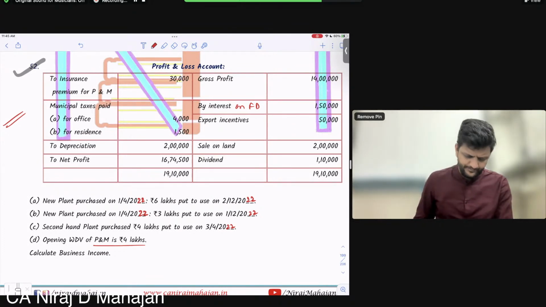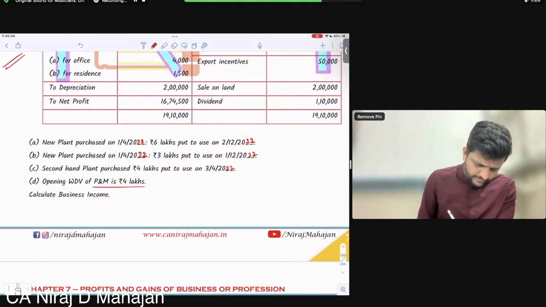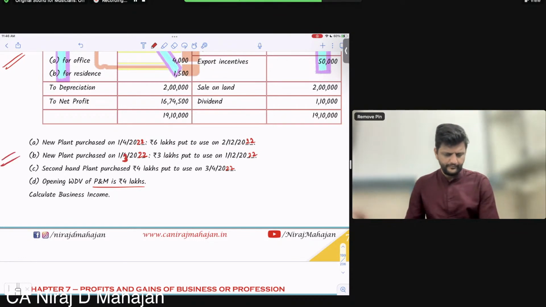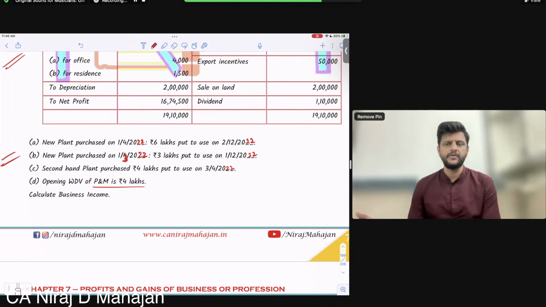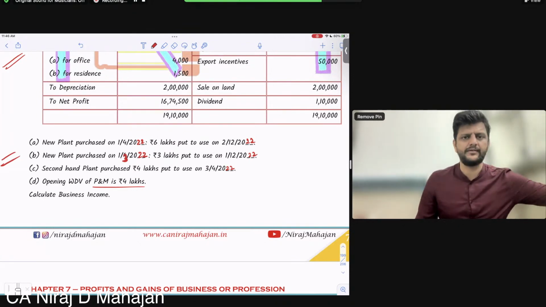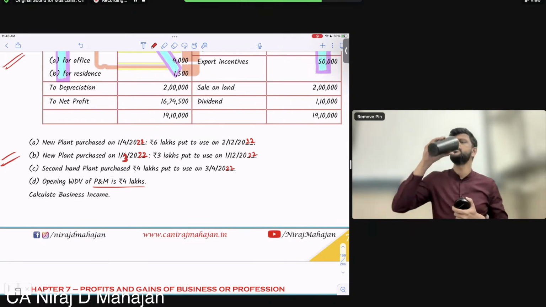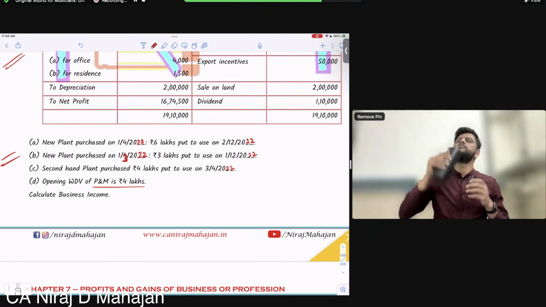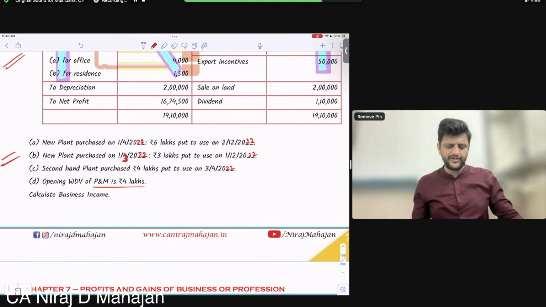Make a change over here. Make it 1st March over here. Okay, 1st March. It was purchased on 1st March 22, put to use on 1st December 22. Fine till here? I'm doing it 1st March 22.